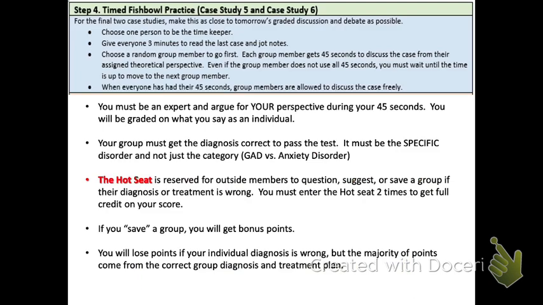So this is going to be most like the Fishbowl tomorrow. All right, listen up. I'm going to show you case study 5 and 6, case study 5 first, obviously, and you are going to take a few minutes to diagnose what you think he or she has, and then come up with your therapy method. Then we're going to practice the 45 seconds of speaking on your own. So after the 3 minutes, each person in your group is going to get 45 seconds to talk about the disorder they think the person has and how they would treat it.